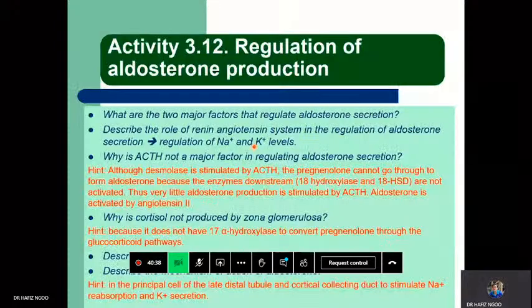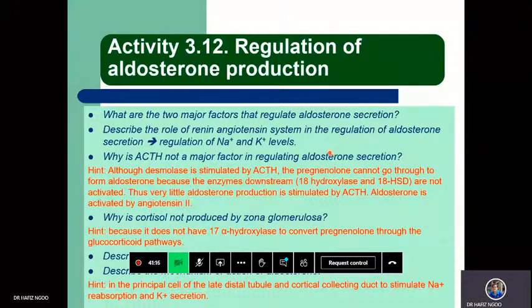So for aldosterone production, we look at activity 3.12. What are the two major factors that regulate aldosterone secretion? Anyone? Osmolarity? High concentrations of potassium and angiotensin 2. Okay, so the two major factors are angiotensin 2 and potassium level. If there is an increase in potassium level, it will directly stimulate aldosterone to be secreted.